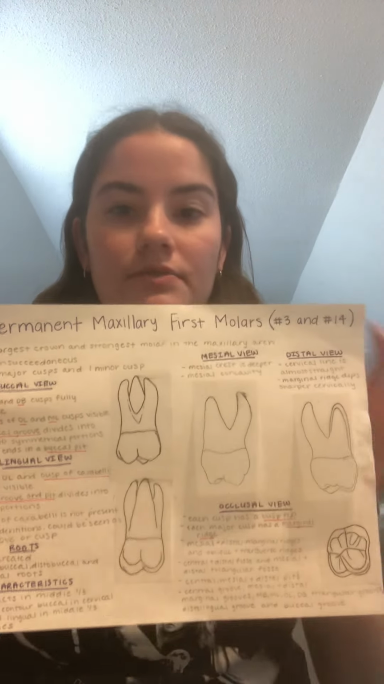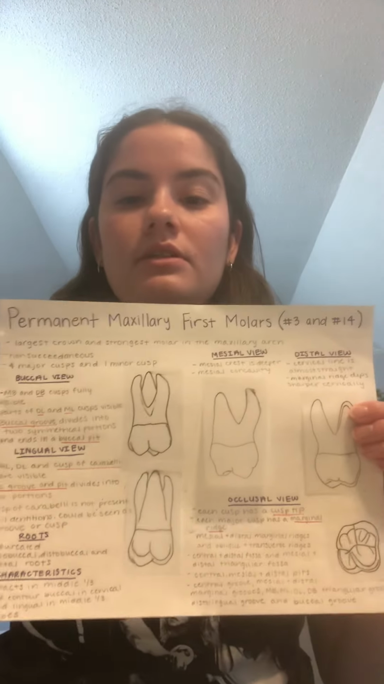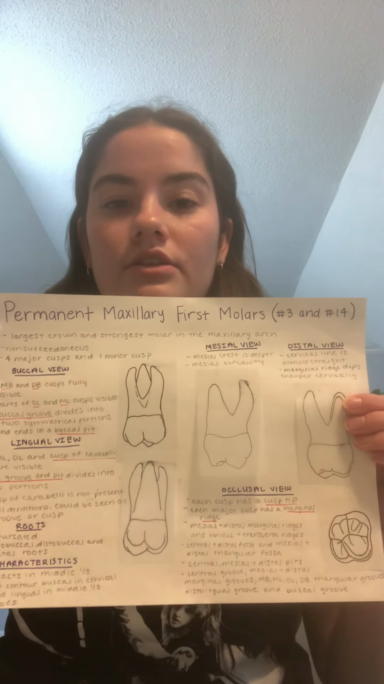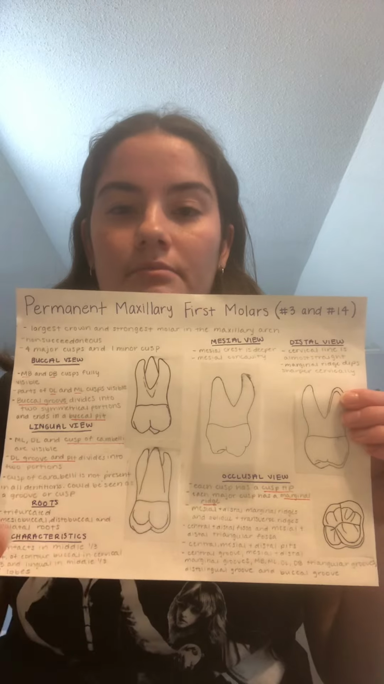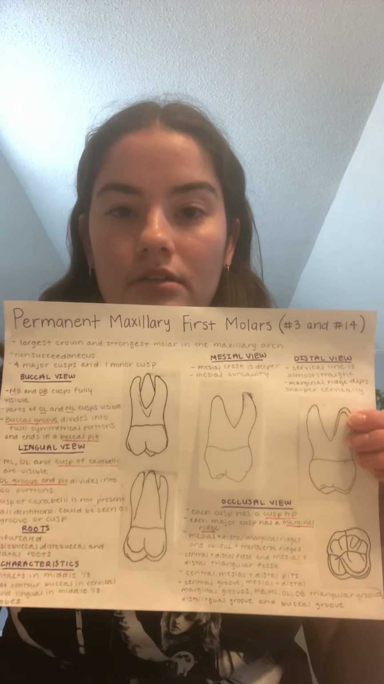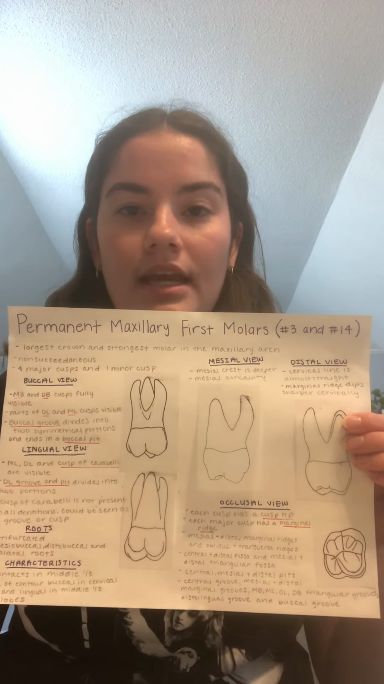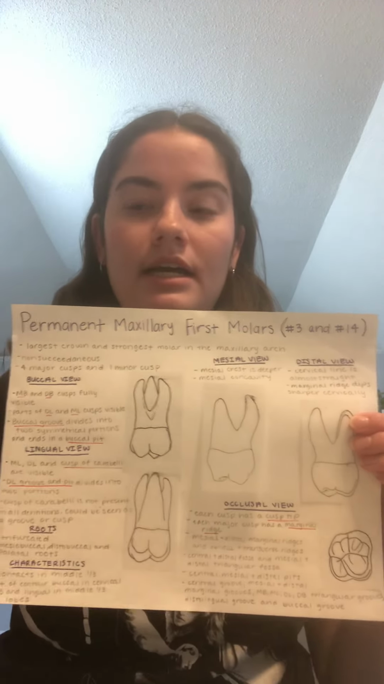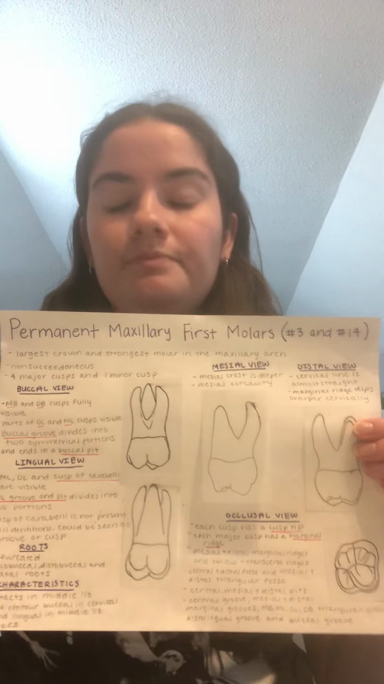As for the roots of the maxillary first molars, it is trifurcated, which means that it has 3 roots, 2 facing buccally and 1 facing lingually. The buccal roots are the mesiobuccal root and the distobuccal root, and then from the lingual side, it is the palatal root.